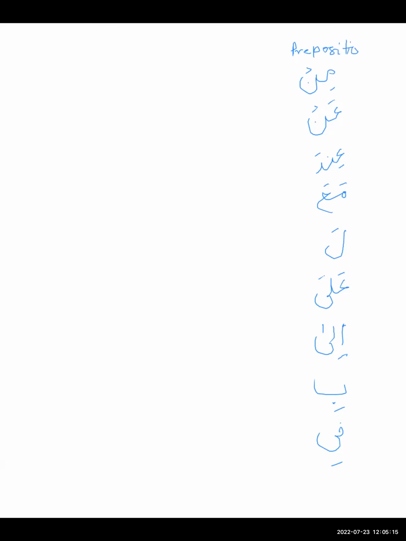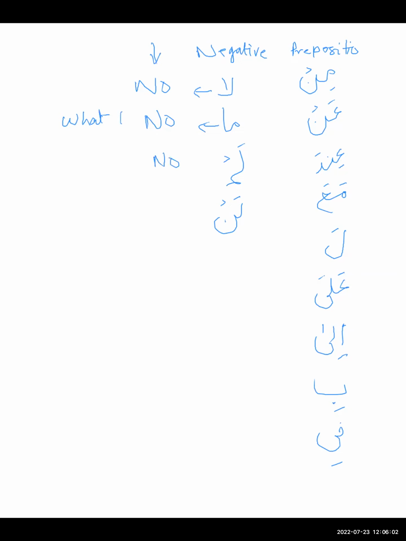Okay. And after that, we did the negative words, which were la, ma, lam, and lan. We did that? No, we didn't? Okay. So we can do it today. La means no. Ma means no. Ma also means what sometimes. But it is used for no as well, right? That's why I said our focus is negative words today. Lam means no, and lan means never. Okay. You're good with the negative words?